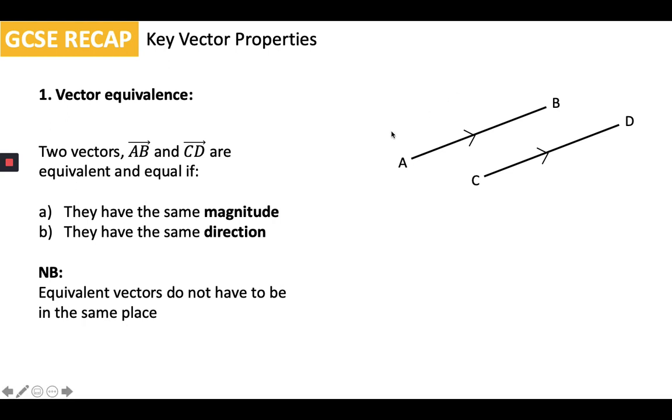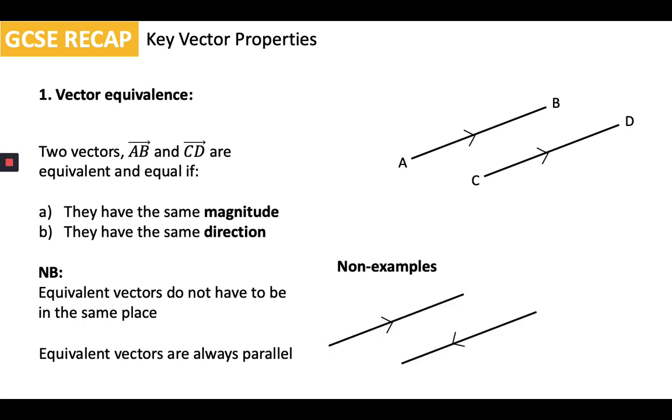Now, in part because they can be drawn in different places, we can also tell that any equivalent vectors, which have the same direction, will also be parallel. So equivalent vectors will always be parallel, and we'll look at parallel vectors in a second.